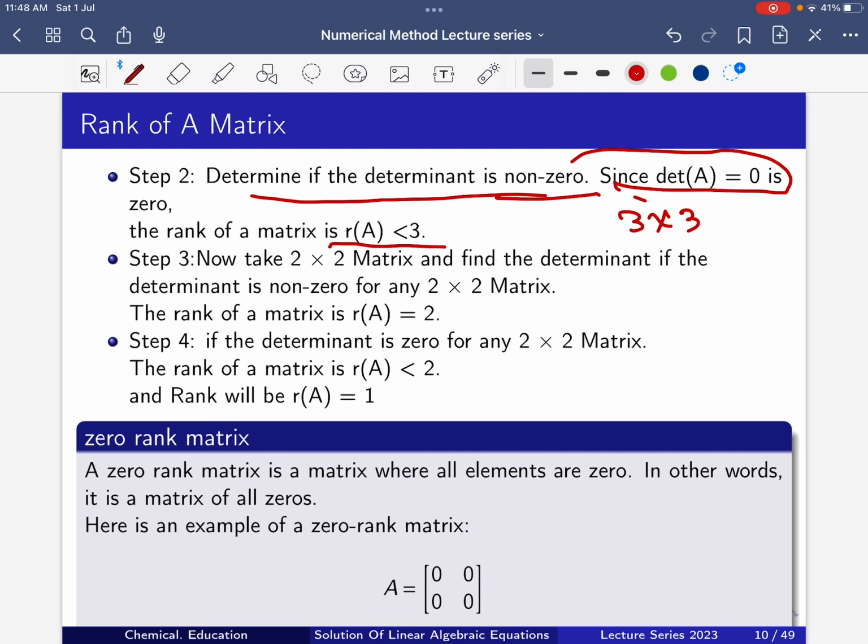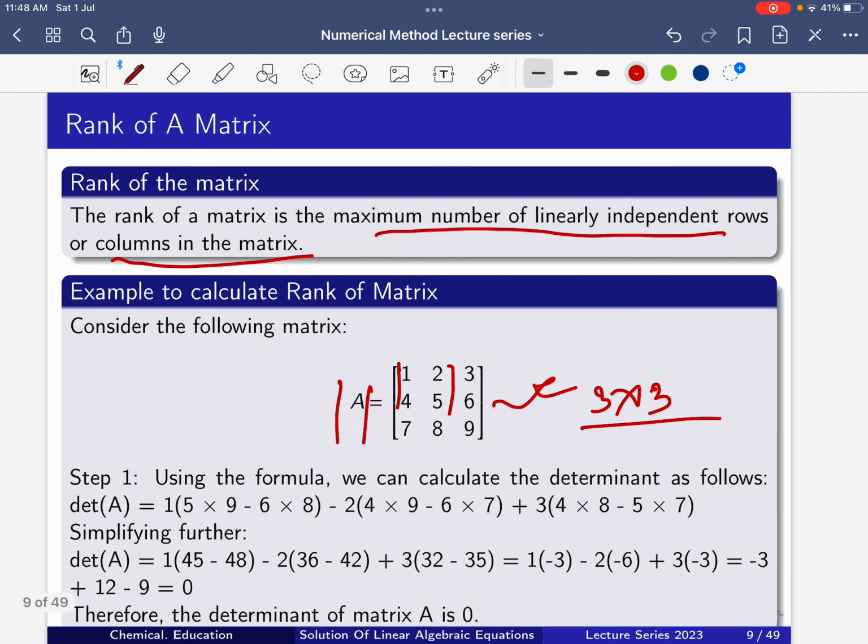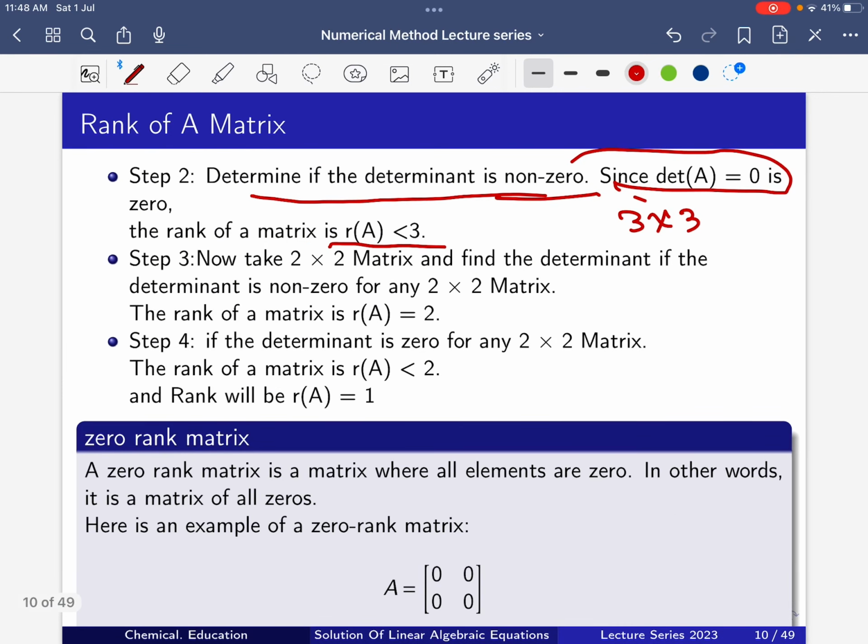Then we have to take any 2 by 2 matrix. So these are the A matrix. You can take any 2 by 2 matrix. If that 2 by 2 matrix's determinant is non-zero, then we can directly say the rank is 2. If the determinant of that matrix is 0, then we can say the rank will be less than 2, or the rank will be 1.